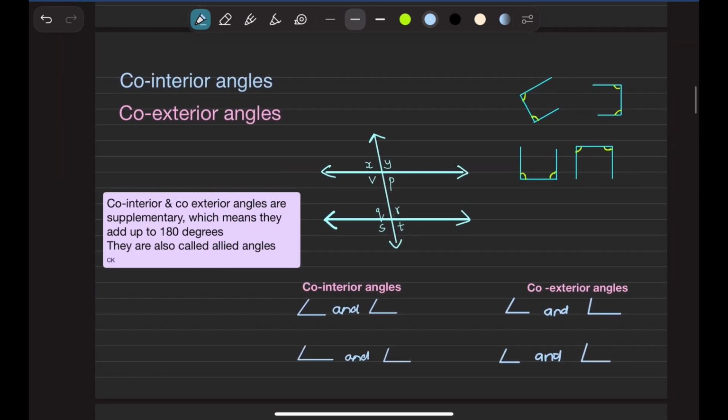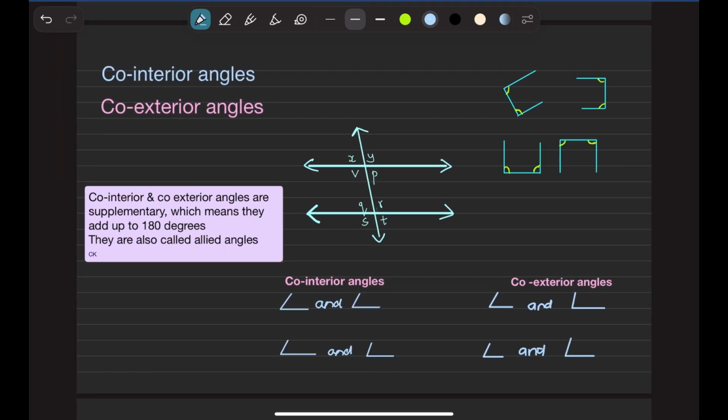Okay, now the next pattern. The alternate angles was Z. Now co-interior angles or co-exterior angles, we have to look at the pattern C. Like it can be inverted, upside down, a reflection of C or whatever. But what are we going to look at? See, I've marked the angles over here.